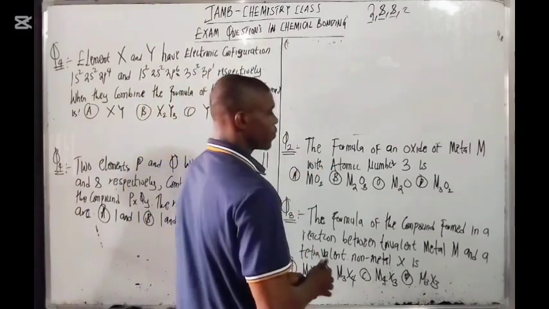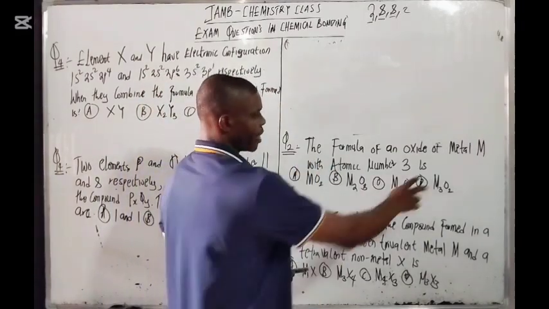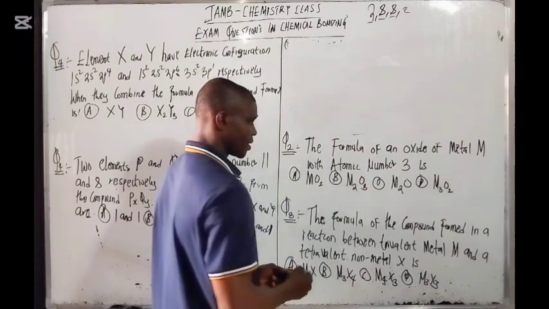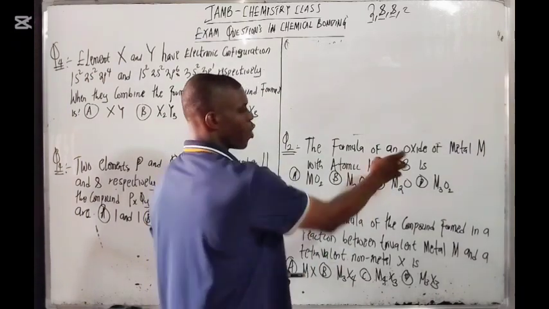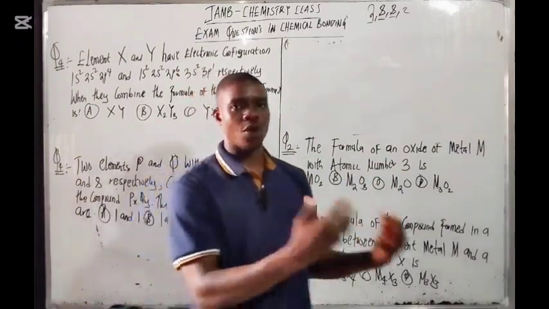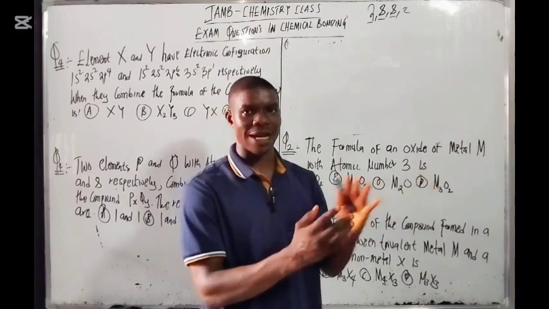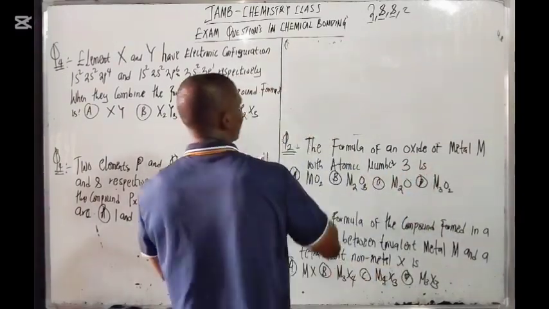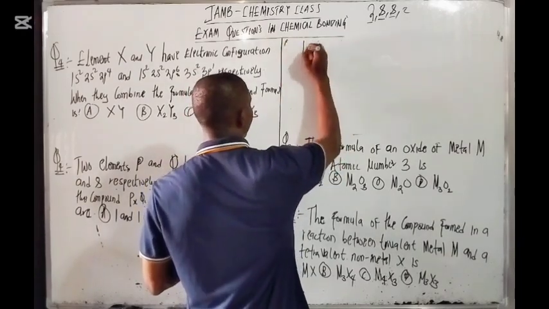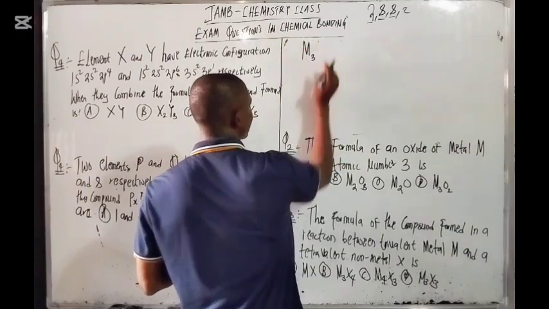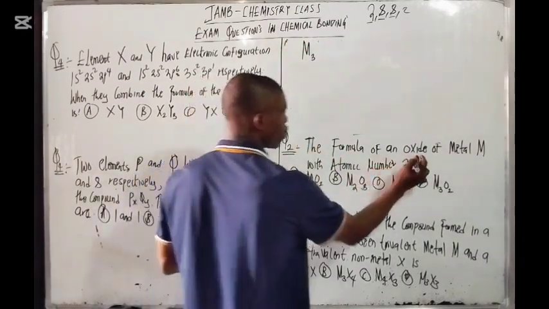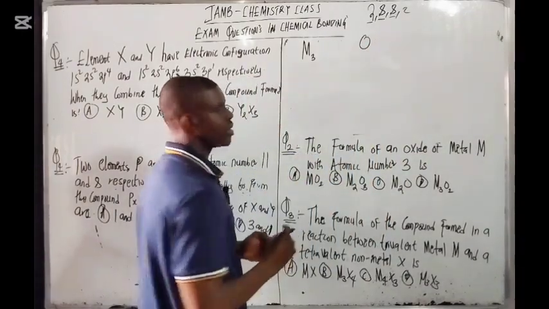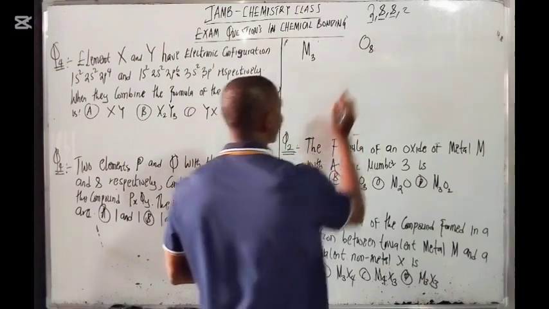The formula of an oxide of metal M with atomic number 3 is... So now when you say oxide, you're going to combine it with oxygen. Remember, the first one was chloride, where you combine with chlorine, right? Now the atomic number of M here is 3. Here we have oxygen, because we say oxide. Remember, the atomic number of oxygen is 8, right?